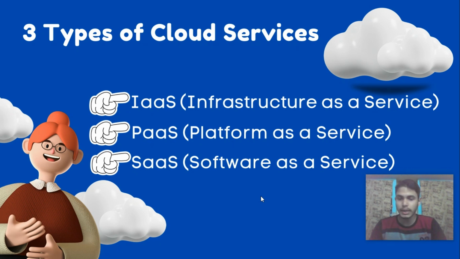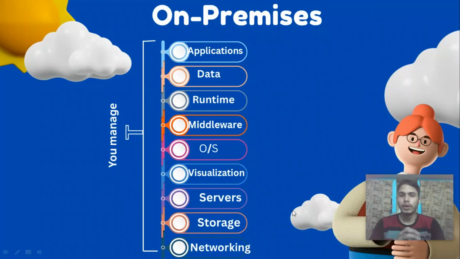So let's check out one by one what these different types of service providers are and what they consist of. As you can see, when someone works on premises, they have to manage a whole lot of things like the application, data, runtime, middleware, operating system, along with the virtualization, servers, storage, and networking. For a single person or an organization to manage all these things is a very hectic task, and they have to check from time to time whether everything is working perfectly or not. So to replace this, we have the cloud services.